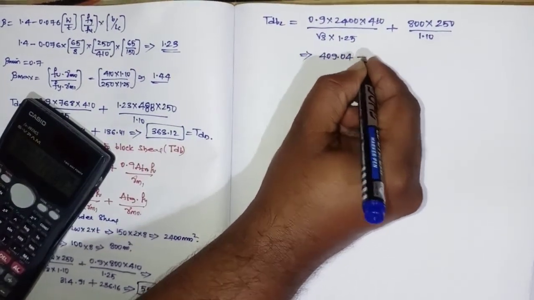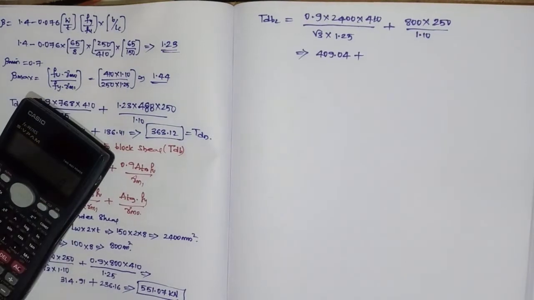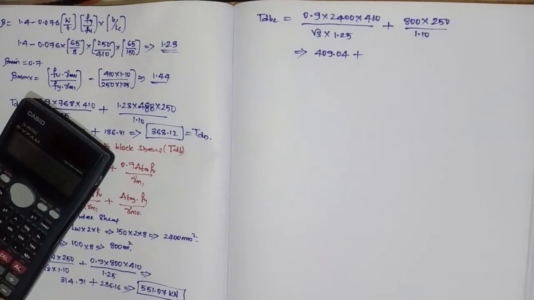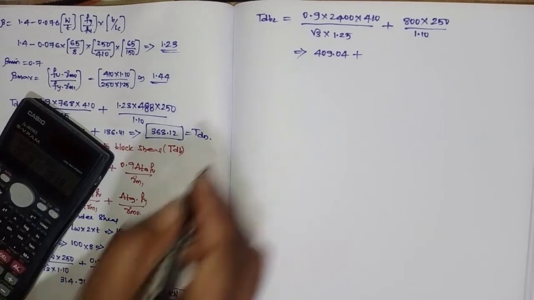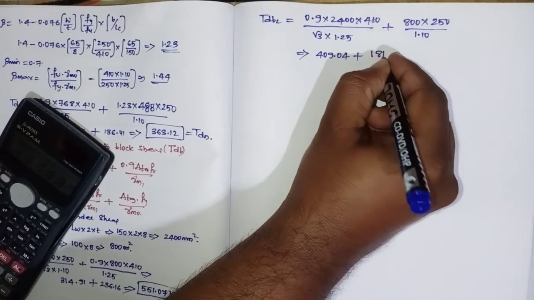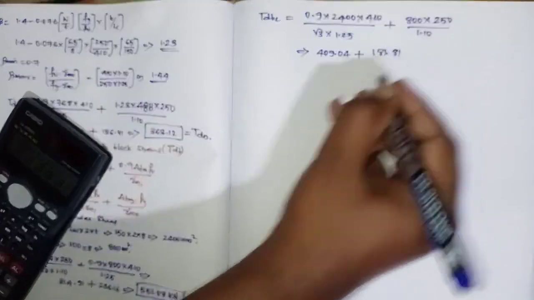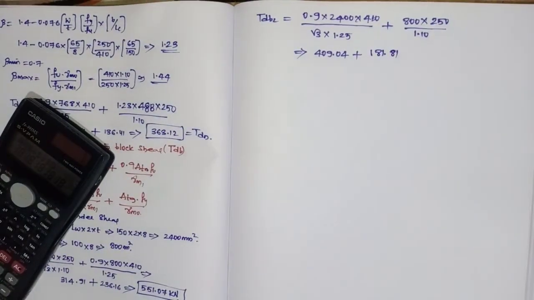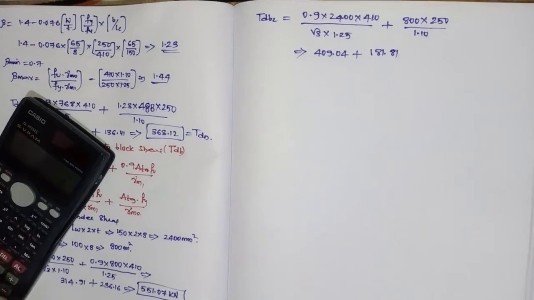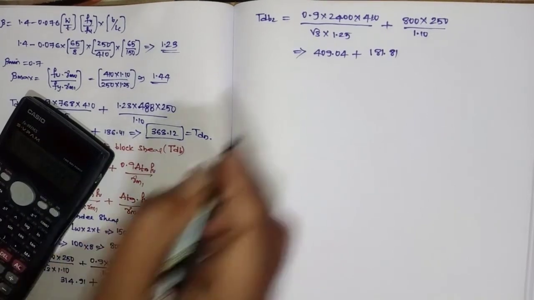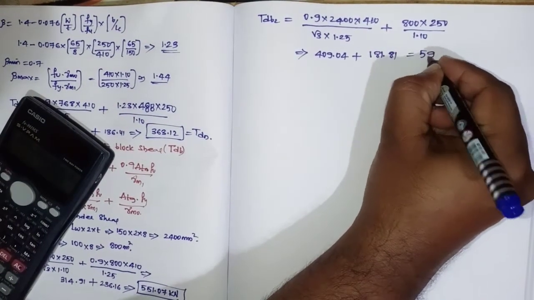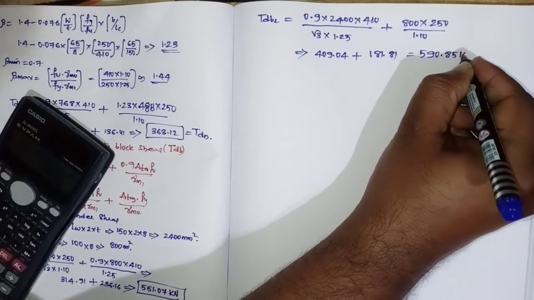409.04 plus, okay, 800 into 250 divided by... it is around 181.81, right? So the total is 409.04 plus 181.81. You will be getting around how much? 590.85 kilonewtons.